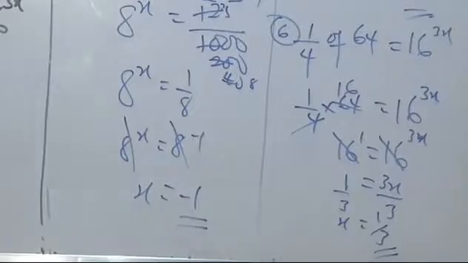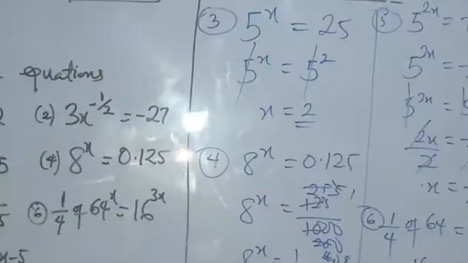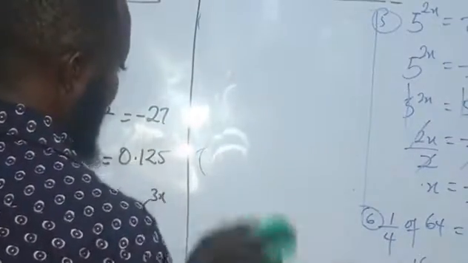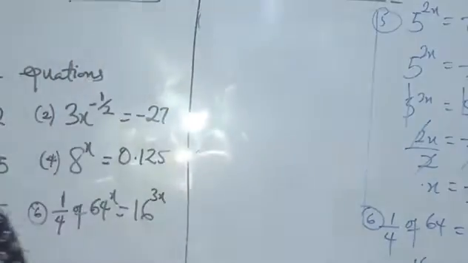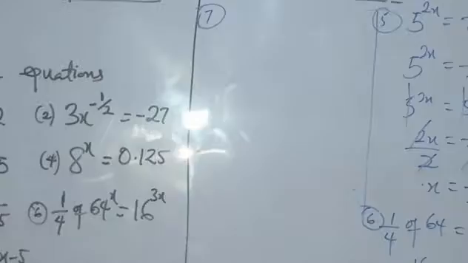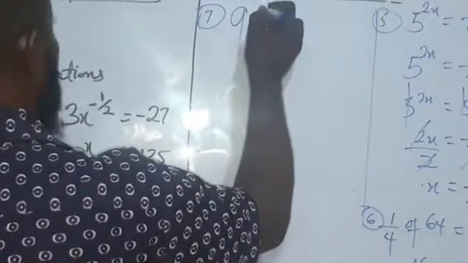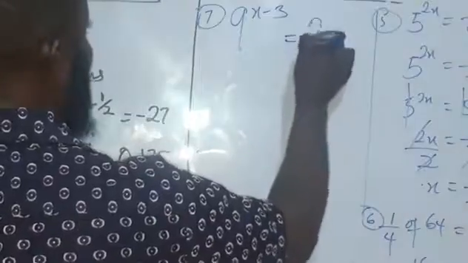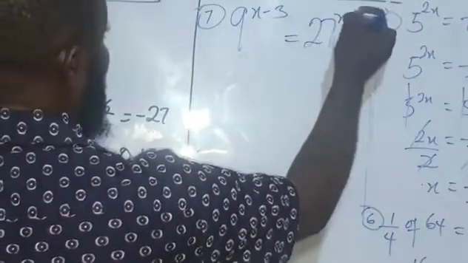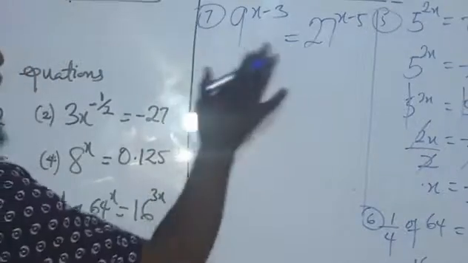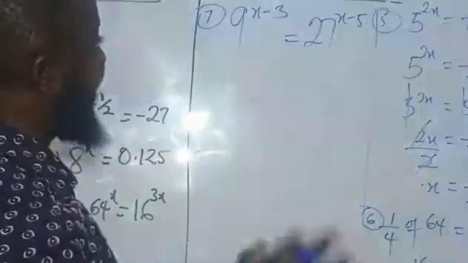This is clear. Right. So the 7th one, we are almost done with this. Question number 7. Here we have 9 raised to x minus 3 equals 27 raised to x minus 5. So what we're going to do is take the base to the same number, to the same base.